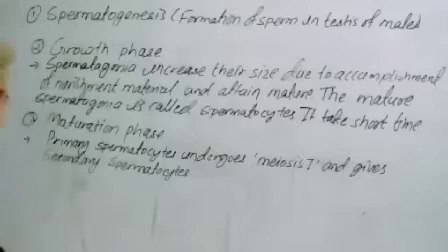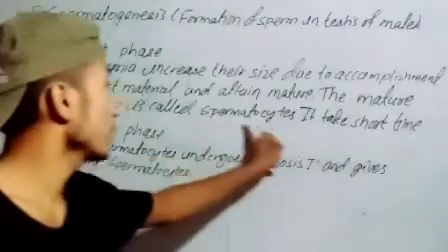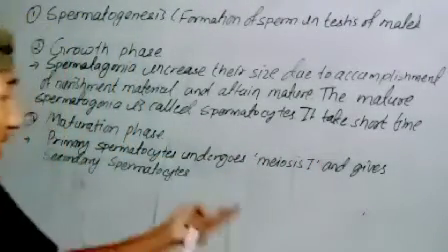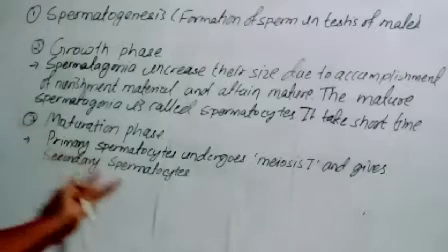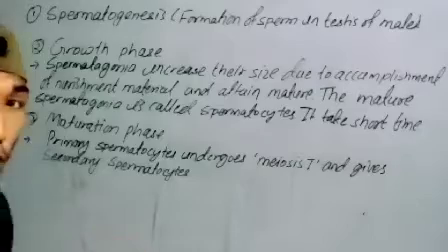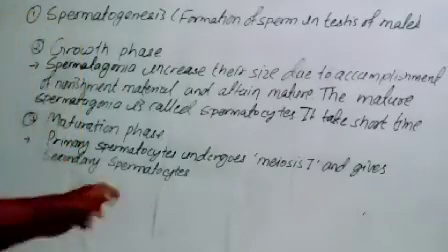Okay, is it clear? Primary means these primary spermatocytes undergo meiosis first cell division and form the secondary spermatocytes, and those secondary spermatocytes again undergo meiosis second cell division.